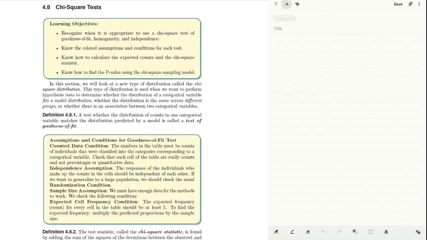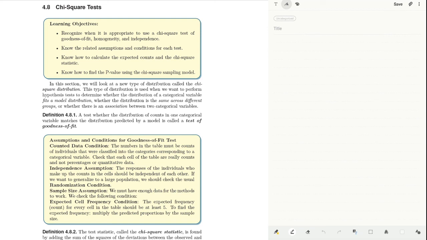In this video we're going to introduce a few more hypothesis tests. Now first of all, these are not my tests and it's not pronounced the same way. These are called the chi-square tests and there are three different types. They can be used to determine whether the distribution of a single categorical variable fits a model distribution. They can be used to determine whether the distribution of a single categorical variable is the same across different groups, or they can be used to determine whether there's an association between two categorical variables.